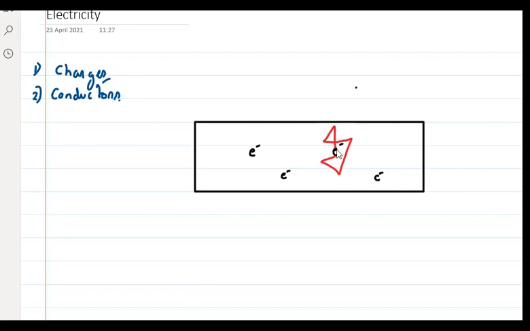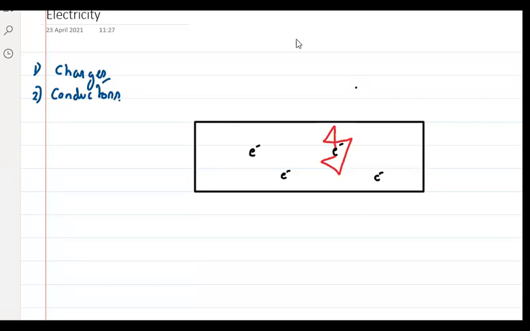But the net movement will be such a way that in a regular time interval, the net position of this electron will not be changed. Got it? Even though they are moving randomly, the net position of this electron will not be changed. Yes or no? I hope all of you are getting this. Net position means that if at some point it is here, after some time interval, it will still be here, right? That is the meaning of net position.